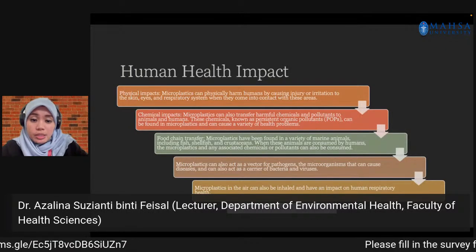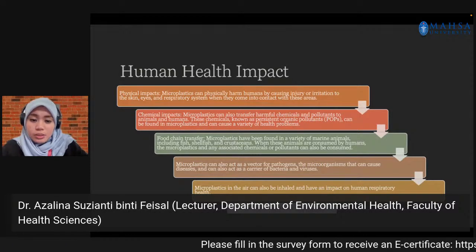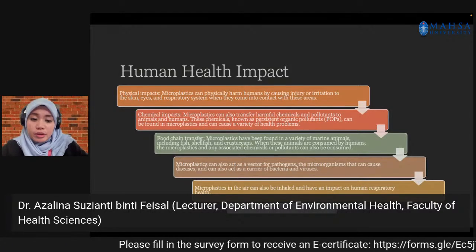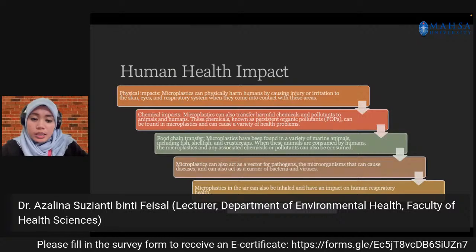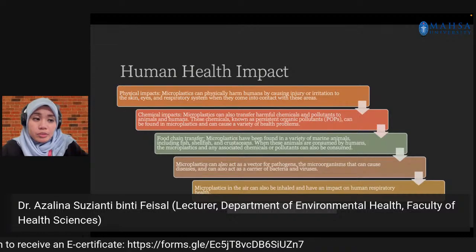Microplastic can also act as a vector for pathogens, which are microorganisms that can cause disease, and can also act as a carrier of bacteria and viruses. And microplastic in the air can be inhaled and have an impact on the human respiratory system.